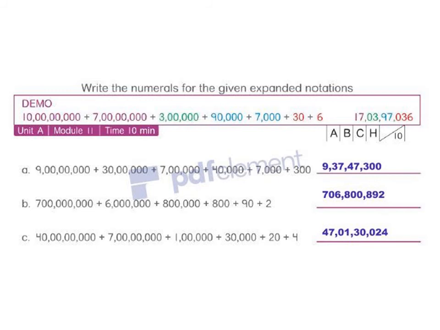So the answer to the first question is 9 crore 37 lakh 47,300. The second one is 706 million 800,000 892, and the third answer is 47 crore 1,30,024. I hope you understood this. Let us move on to the next question.